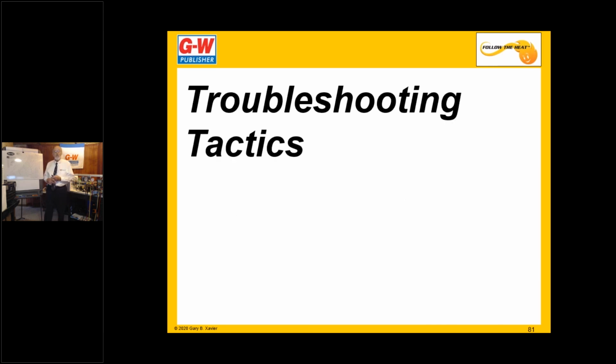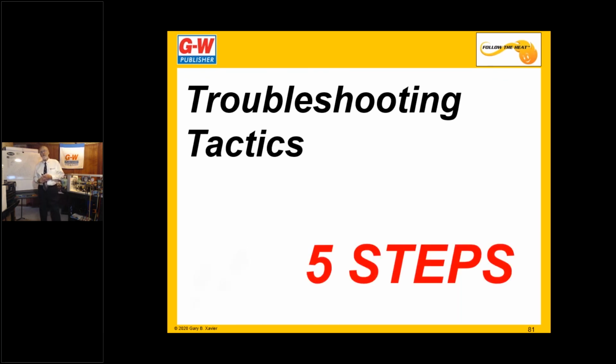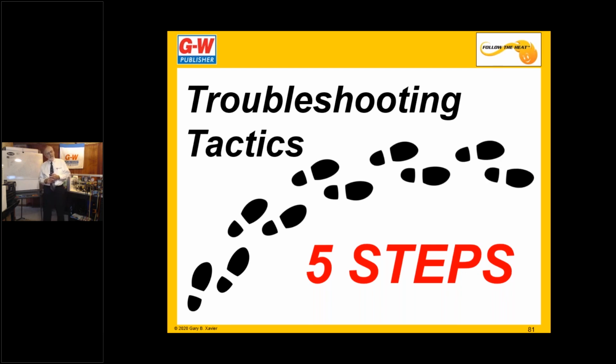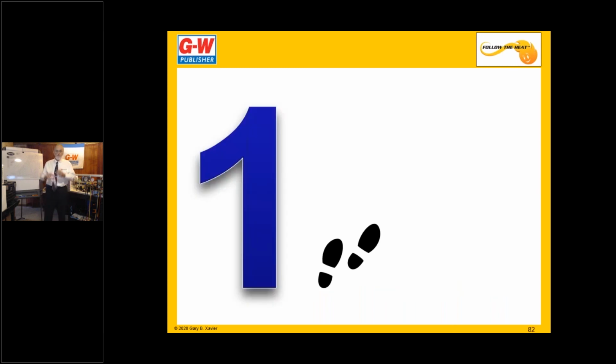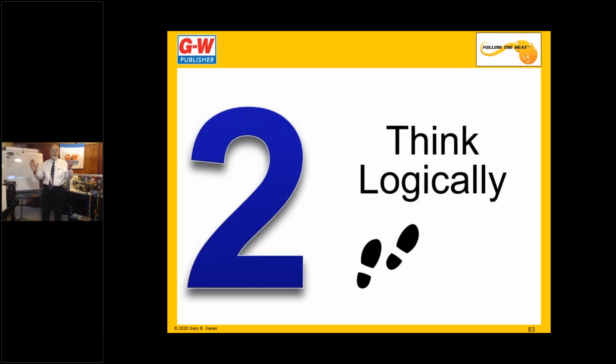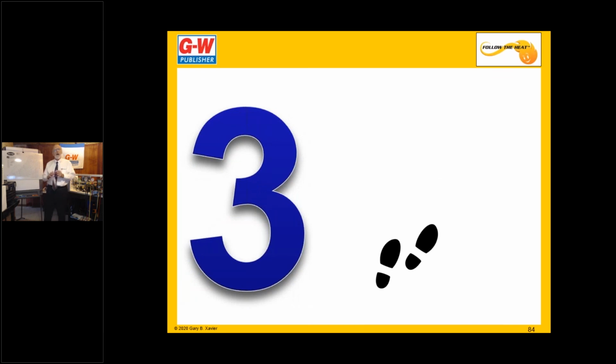So once again, it looks like this. The 5 steps in troubleshooting, the Gary Xavier method, is this. Number 1, observation. Always observe the system before you touch it. Number 2, think logically through the problem. Don't start to tear into it until you've thought about it. Think through the problem.